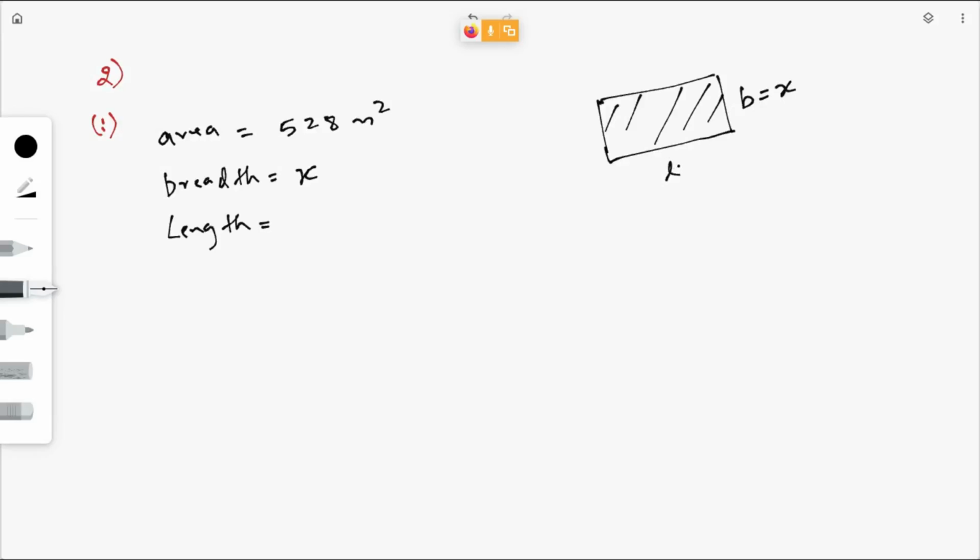Now the length of the rectangular plot is one more than twice its breadth. See here, the second sentence of the question is very important. The length of the rectangular plot is one more than twice its breadth. You can write 1 plus 2x or 2x plus 1. One more than twice its breadth. Any doubts? Any doubt till here?